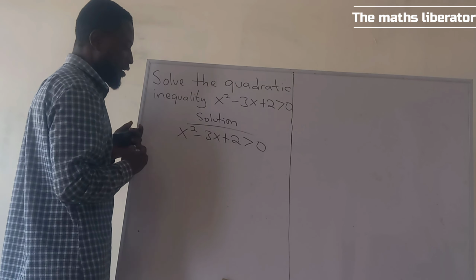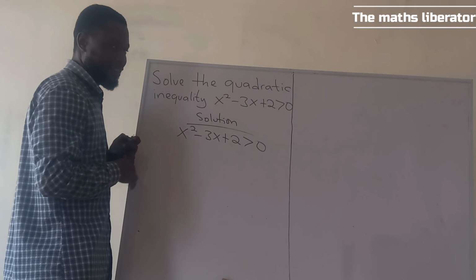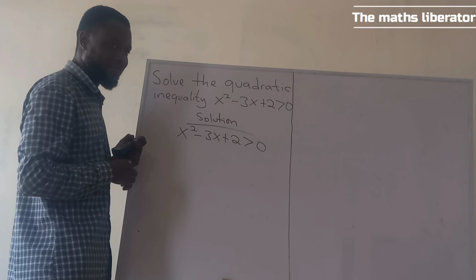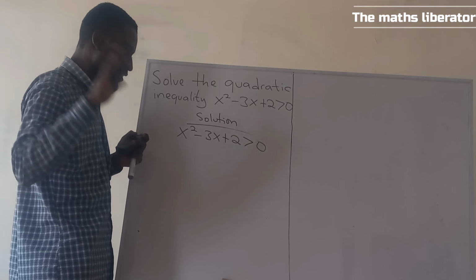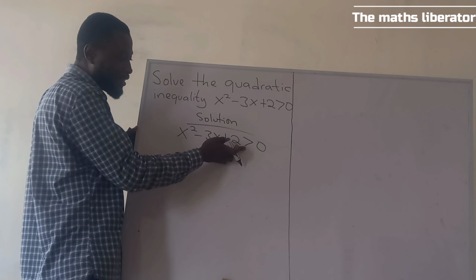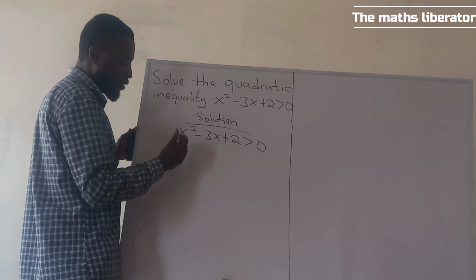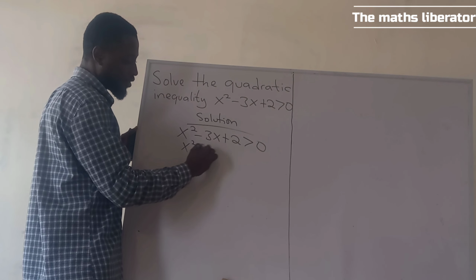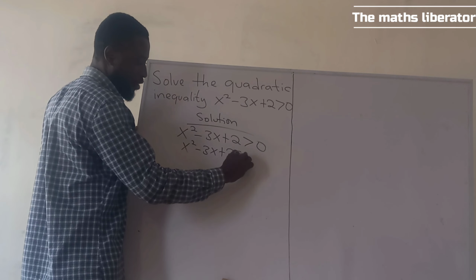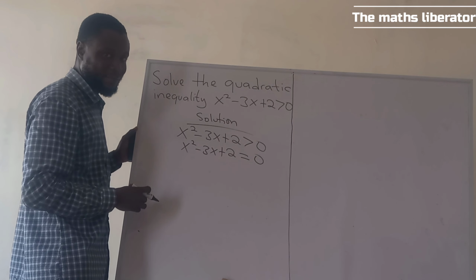Good. Then after this, we are going to follow 4 steps in solving this question. Listen, I said 4 steps. Okay. Step number 1. We are going to change the inequality sign here to an equal sign. So it will be x squared minus 3x plus 2 equals 0. Then you solve it. That's your first step.